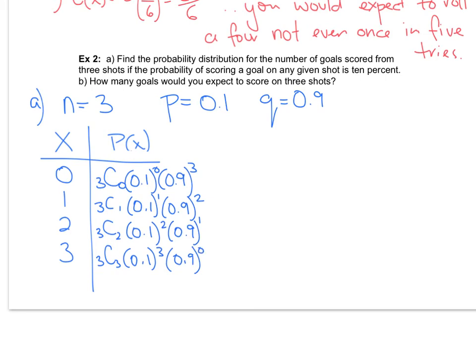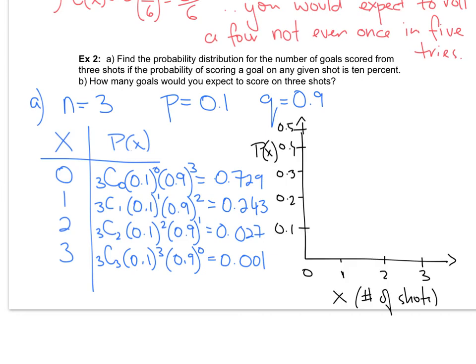And just to evaluate these, we know that 3 choose 0 is 1. Anything to the power of 0 is also going to be 1. So this is 1, this is 1, so we're just really calculating 0.9 cubed, which comes out to 0.729. So here are our solutions, and now we want to graph our values.